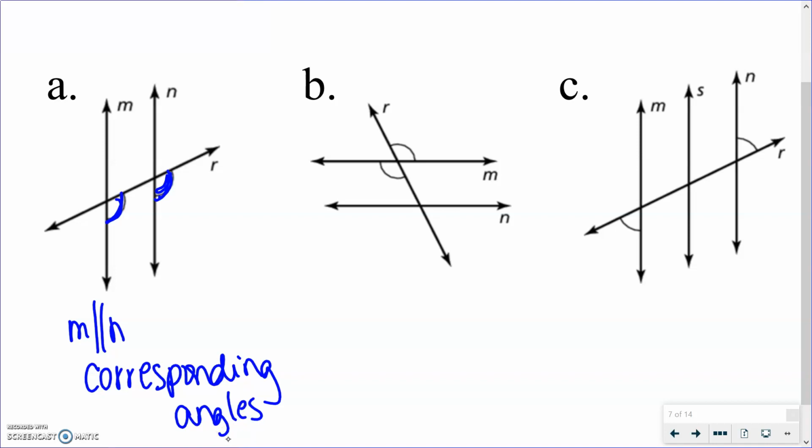Okay, we have B here, and I have these two angles that are marked here with the transversal R and these lines M and N. We don't have enough information here. These are vertical angles, which is great, and we know they're congruent, but we have zero information about the intersection of R and N. Zero, zilch, nada, not enough information.